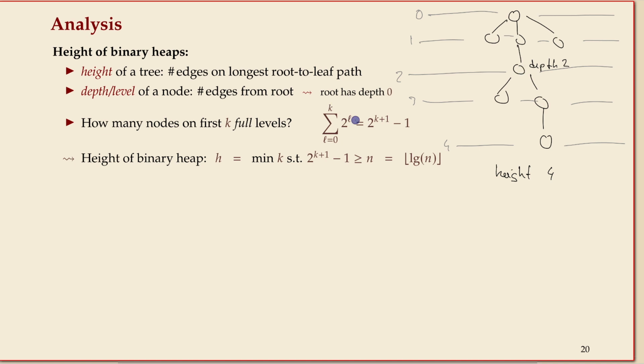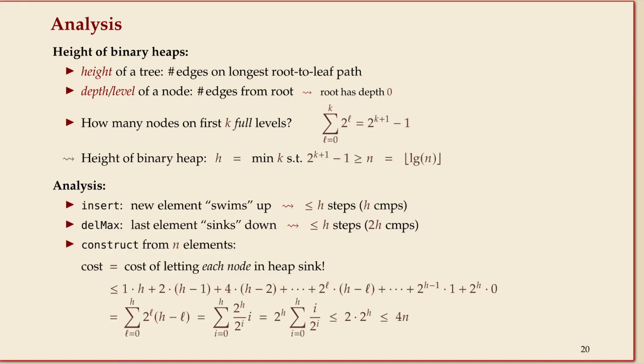If I analyze how many nodes I can stuff in a binary tree, I sum up powers of 2, because I start with 1, then everything has 2 children, so it doubles at each step in a complete binary tree. Whenever I go one level down, I double what I had on the previous level. And if you sum those up, you get the total number of nodes in the first k levels. And if you want to have space for n items, that means you need so many levels. So I just want to have the concrete numbers on the slide.